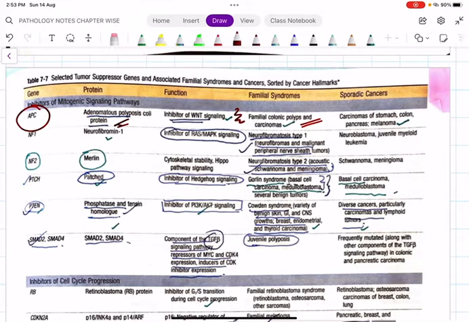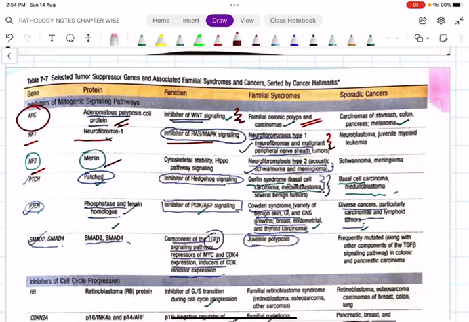The second is neurofibromin 1. NF1, neurofibromin 1, is an inhibitor of the RAS signaling pathway. It causes neurofibromatosis type 1.